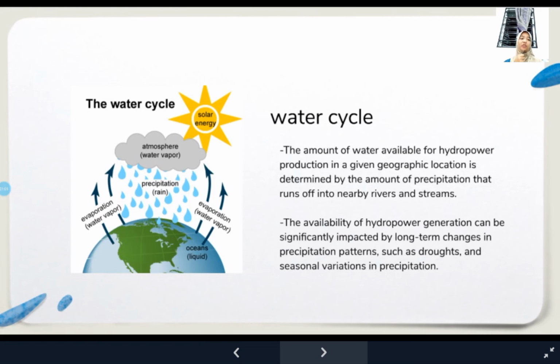And then before we go further to the basic construction of hydropower generation, we need to know that hydropower generation cannot run without water. So it is understandable for us to know about the water cycle. The amount of water available for hydropower production in a given geographic location is determined by the amount of precipitation that runs off into nearby rivers and streams.